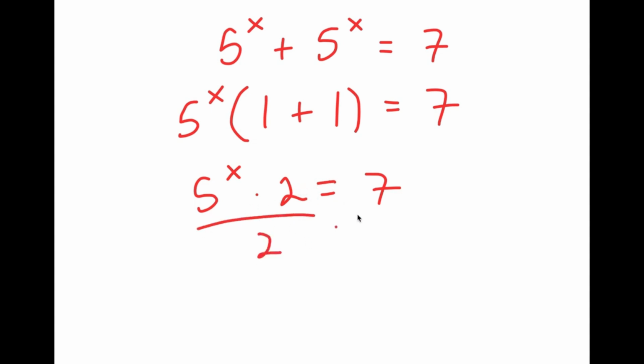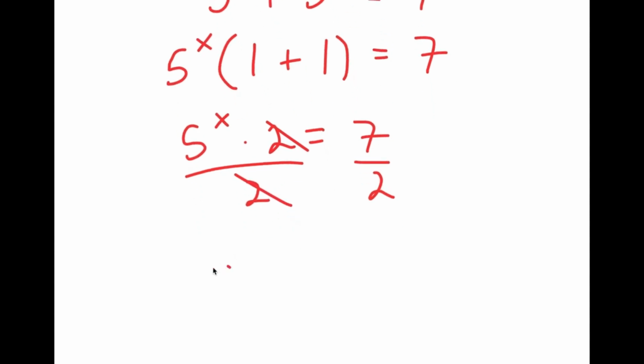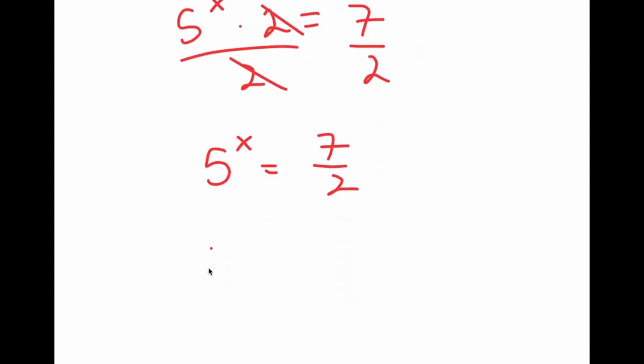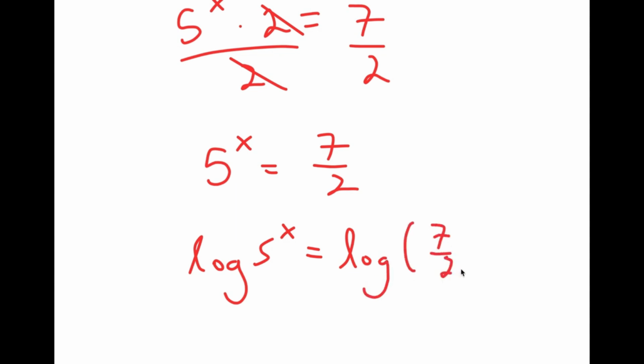Now I'm going to divide both sides by 2, so these two cancel out, and I get 5 to the power of x is equal to 7 over 2. Now I'm going to take the log on both sides, so I get log 5 to the power of x is equal to log 7 over 2.